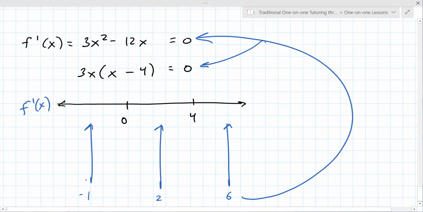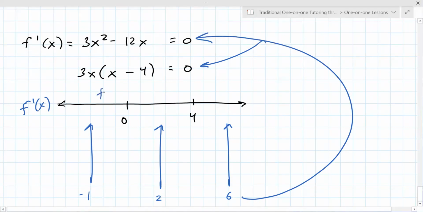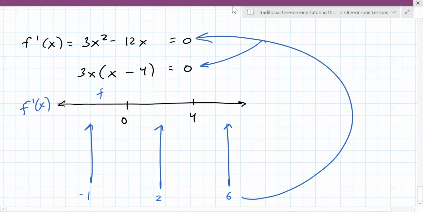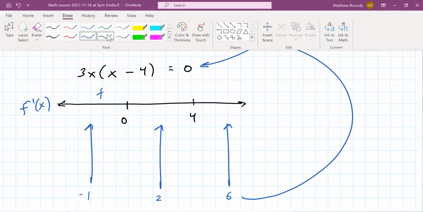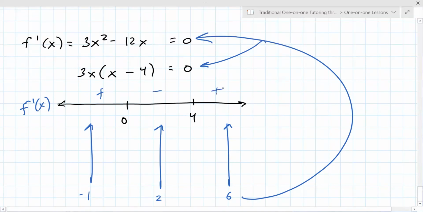And that's why you test other numbers. So go ahead and tell me what's going on here in these intervals, please. Positive, negative, and so on. -1 is positive, and then 2 is... I have to finish testing them. 2 minus 4. So that's negative, but yeah, positive.